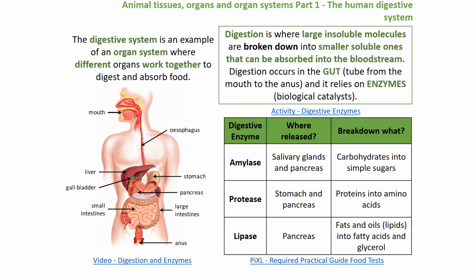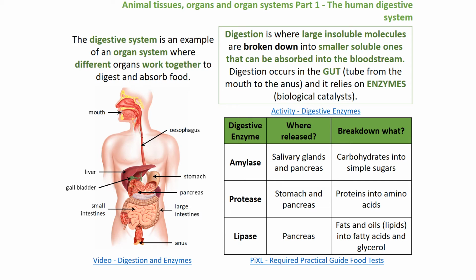Now for GCSE, you need to know that digestion is where large insoluble molecules are broken down into smaller soluble ones that are then absorbed into the bloodstream. Digestion occurs in the gut. Now the gut is just the whole tube, all the way from the mouth to the anus. And in the digestive system, we use biological catalysts called enzymes that do a lot of the work in breaking things down. So there's 3 enzymes or groups of enzymes that we need to know about.